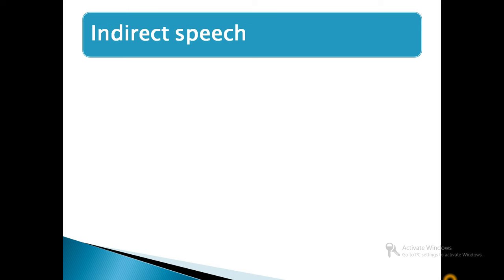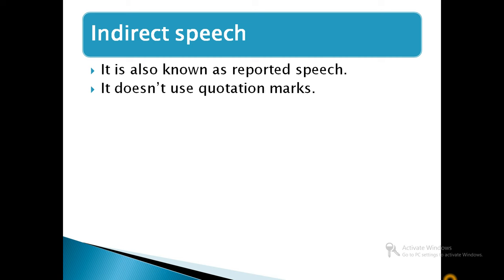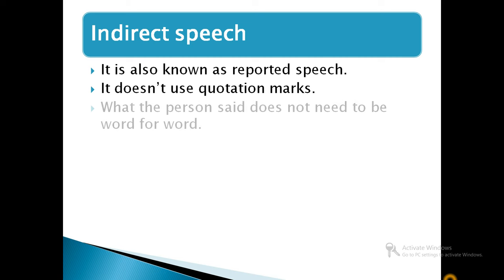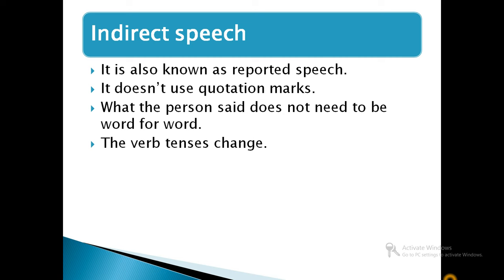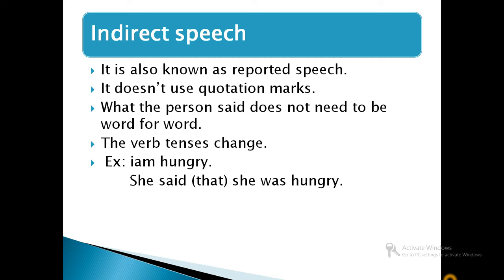Now, indirect speech. Indirect speech is also known as reported speech. It doesn't use quotation marks. What the person said does not need to be word to word. The verb tenses change. For example, "I am hungry." In indirect speech, it becomes: She said that she was hungry. Here using "that" is optional. The tense is changed from "am" to "was."